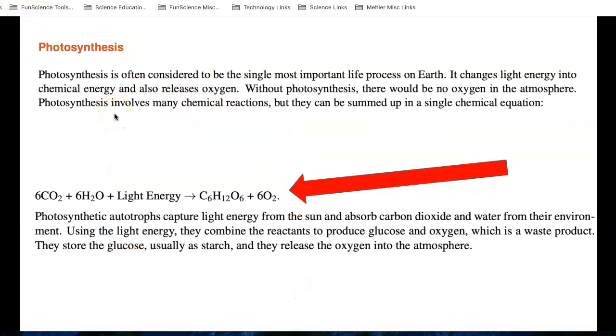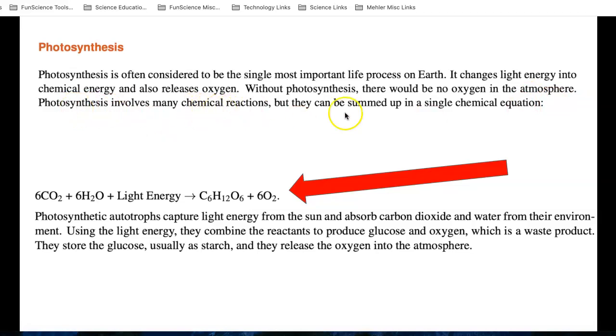This is a great sentence in your book. It says, photosynthesis is often considered to be the single most important life process on Earth. Why? Because it supplies energy to all life on Earth. It changes light energy into chemical energy and it releases oxygen. Without photosynthesis, there would be no oxygen in the atmosphere. That means we couldn't be here.